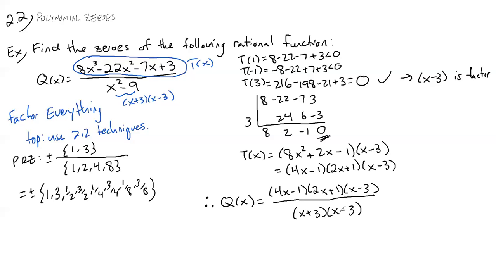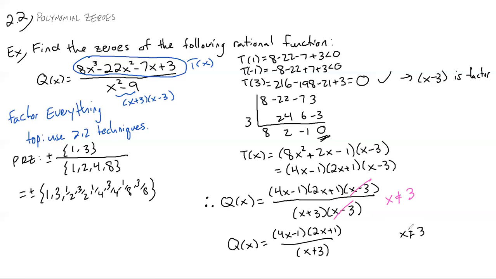What you should see here is that there's actually a little bit of cancellation. In fact, for q of x, we're going to cancel those. We do want to keep track of the fact that if we cancel that, we should note that x can't be 3. This function q is not defined at 3, and I do lose that piece of information if I do that cancellation. So q of x is going to be 4x minus 1 times 2x plus 1 over x minus 3, x plus 3. And I'll note that x can't be negative 3.